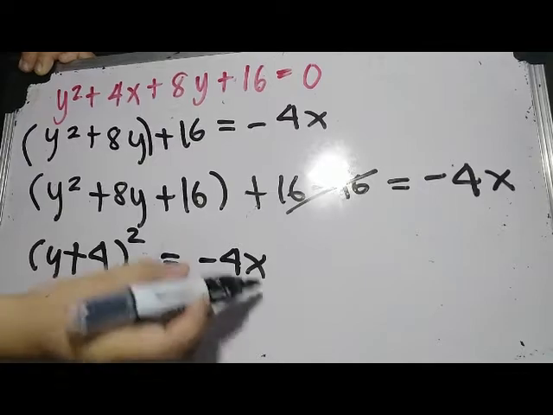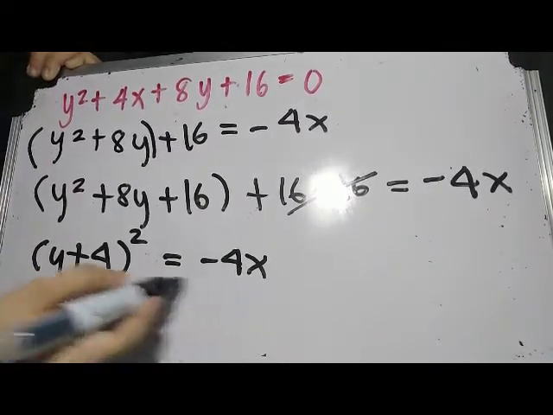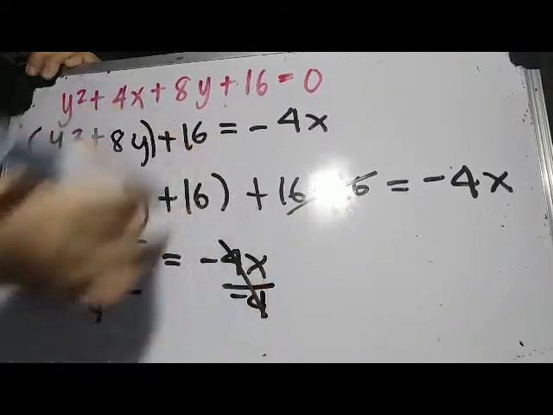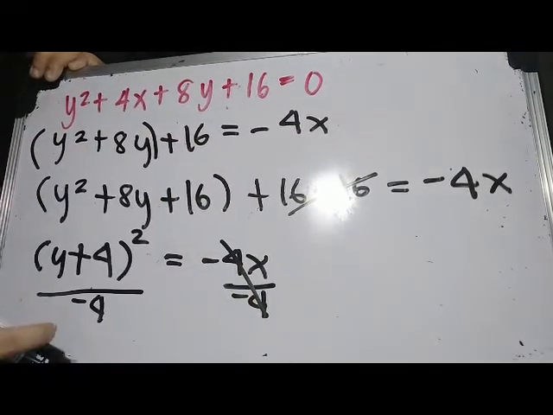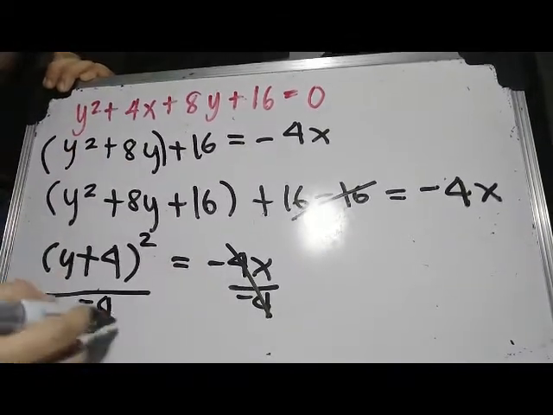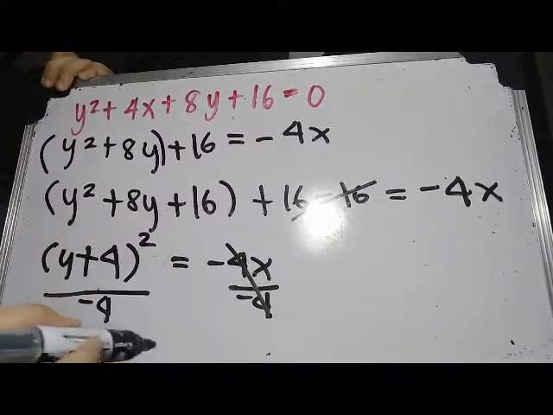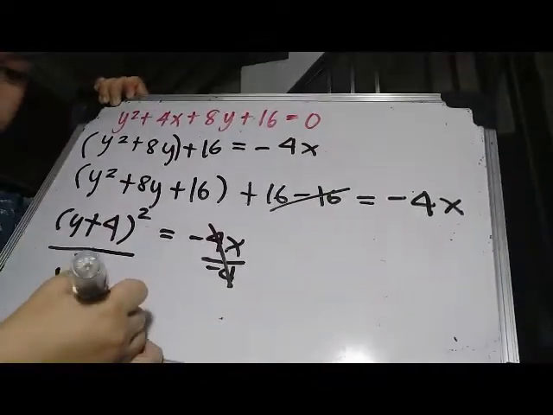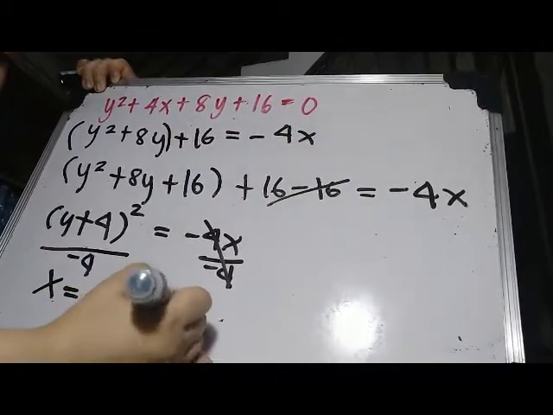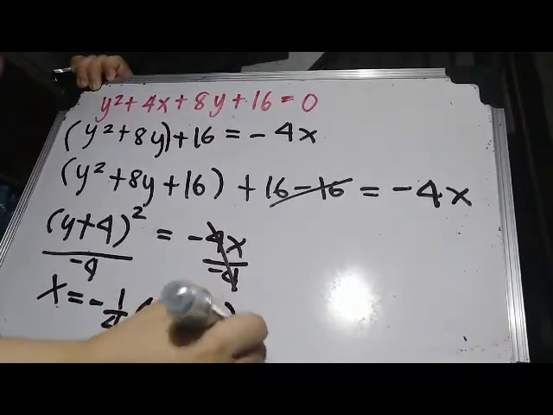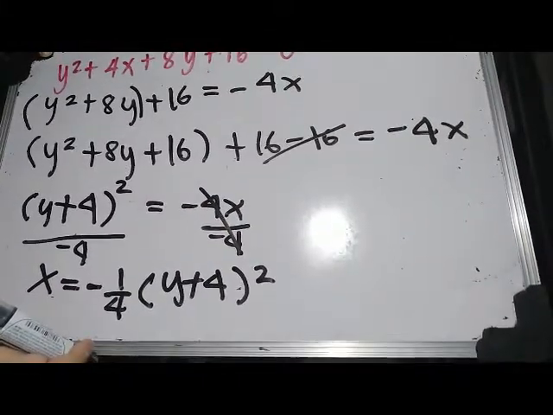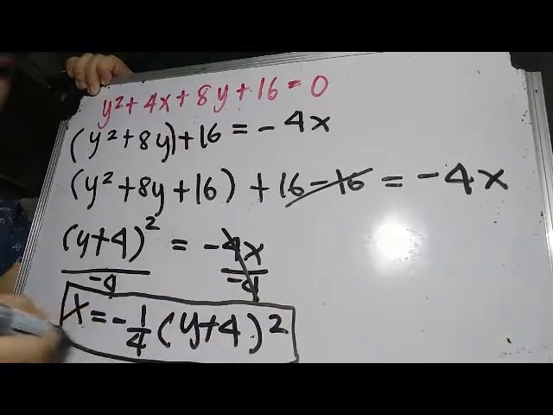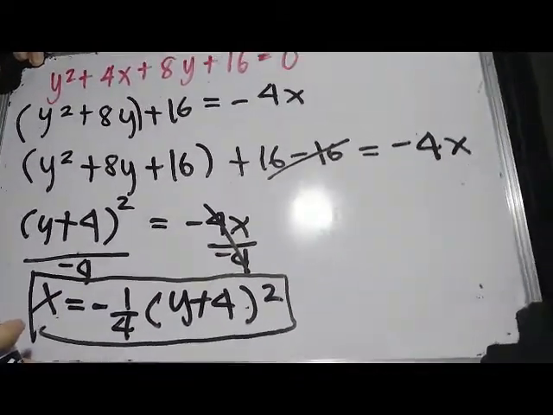And then we need to isolate x, thus we have to divide both sides by negative 4. So this will be cancelled, and now we can rewrite this equation as x equal to negative 1/4 times y plus 4 squared. Okay, so this is now the vertex form or work form of this equation.